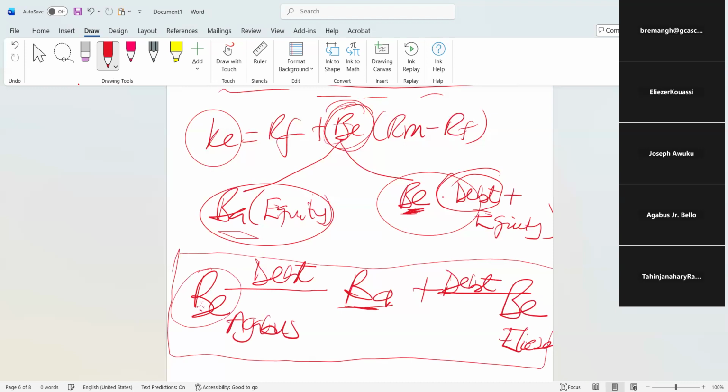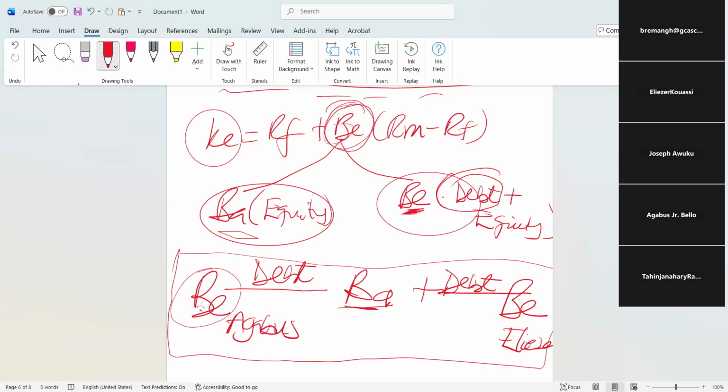Then he really wants you to get the equity beta of Eliezer, but you check through the question. Friends, there's no information of equity beta of Eliezer. The company is Eliezer company, and that is what you are solving the question on. But he has deliberately given you the equity beta of Agabus. I say, do I need Agabus? I don't need Agabus. I need Eliezer. So why did you give me information of Agabus?